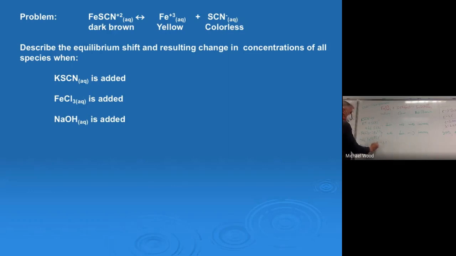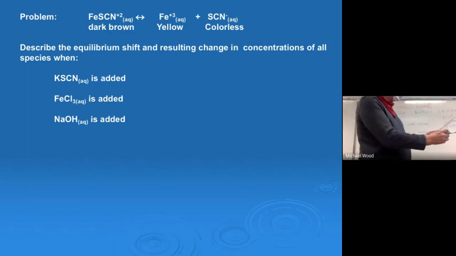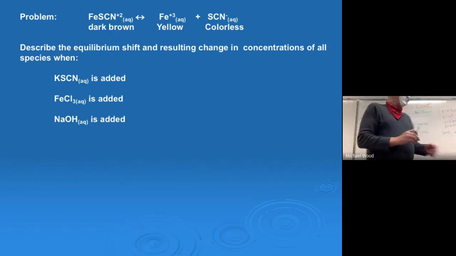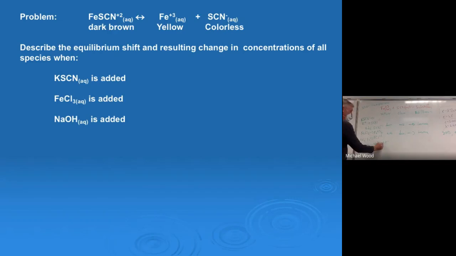Well, Na is one of those four ions. A little bit of review. Remember, there was Na, K, NH4, and NO3. They're always soluble. But OH, if I look on my table, hydroxide, with iron, it says it's not soluble. So what this really means is the OH is going to react with the iron, and it's going to remove iron.